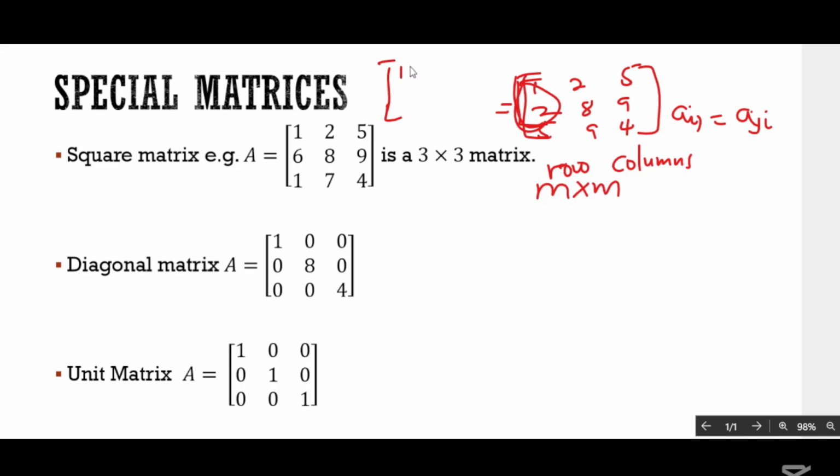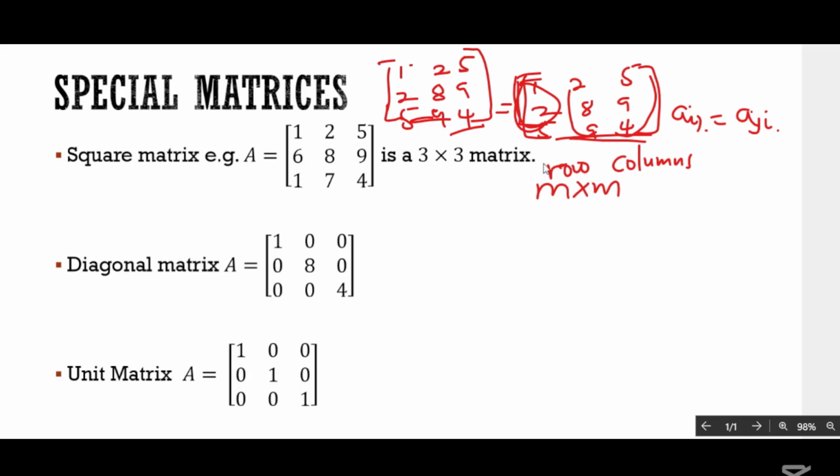So we are going to have 1, 2, 5. Arrange this column 2 in a row: 2, 8, 9. Arrange the last one: 5, 9, 4. You can see clearly that this matrix is equal to this matrix. Therefore, Aij equals Aji. This matrix is equal to this matrix. Then when it happens like that, we call such a matrix symmetric.